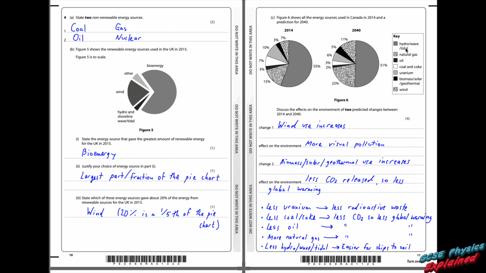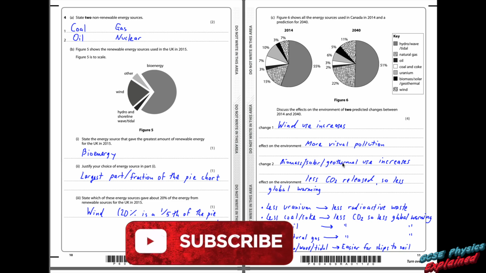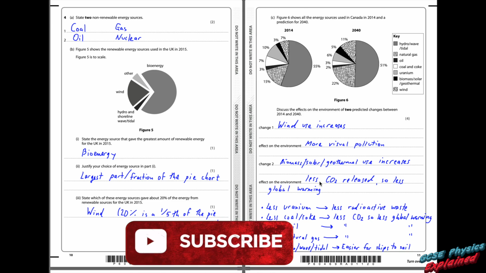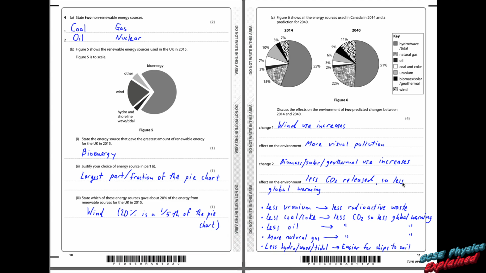The second change, I went for biomass, so we can see the biomass and the solar energy. So just coming over to here, that's going from 3% to 5%. So the biomass, solar, geothermal use is going to increase, and the effect it'll have on the environment is there'll be less CO2 released, so less global warming. So carbon dioxide, CO2, causes global warming. So if we're using more of that, we're going to get less of that released. And that'll do for the 4 marks, but I've just written everything else.